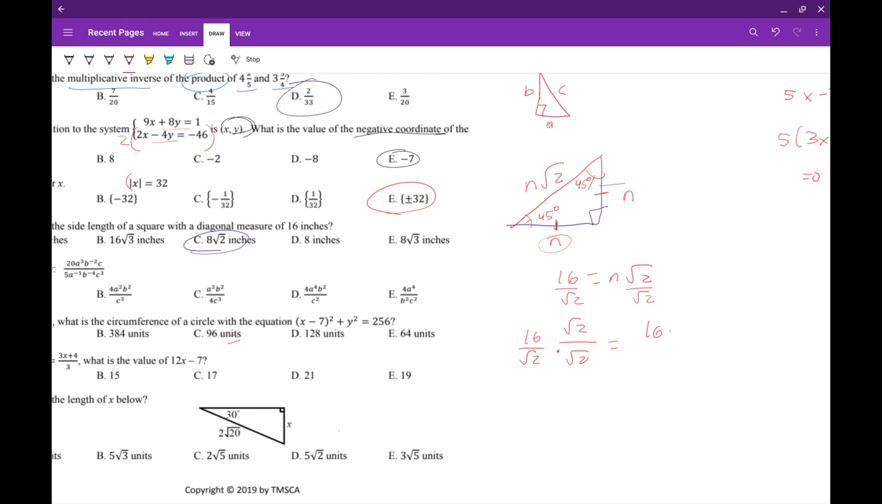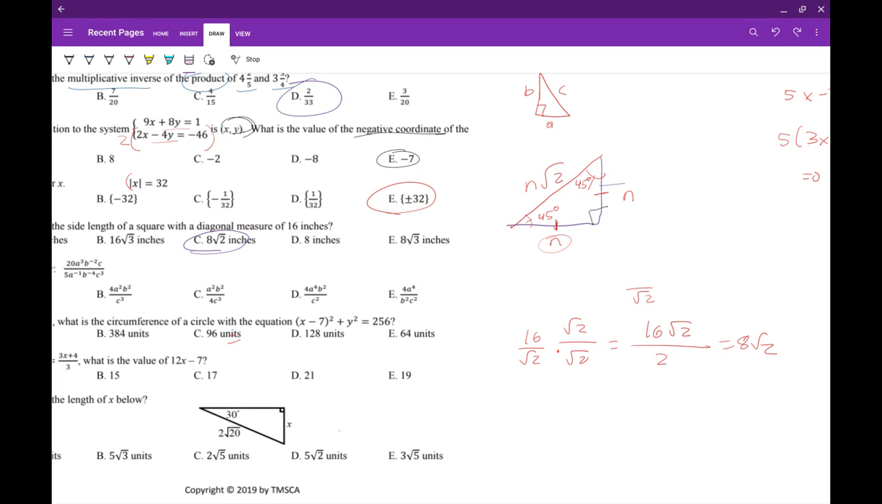So you have 16 times the square root of 2 over the square root of 2 times the square root of 2. So you're squaring the square root of 2, which is equal to just 2. And so that's 8 root 2. We come to our same answer.